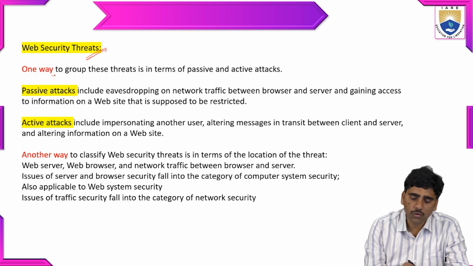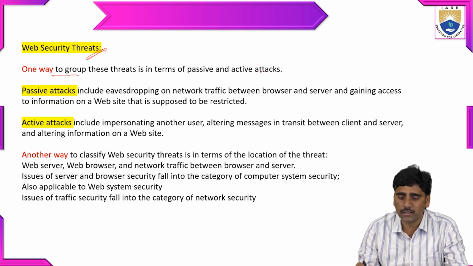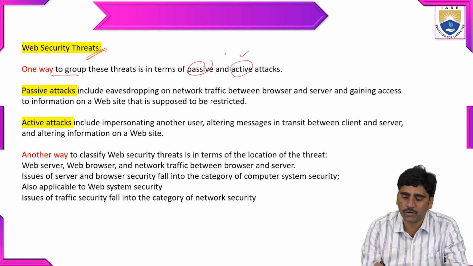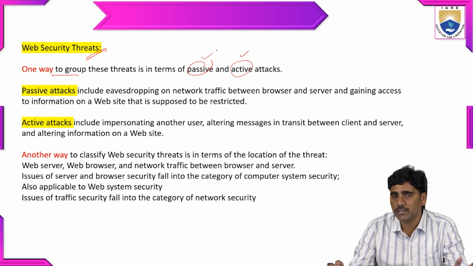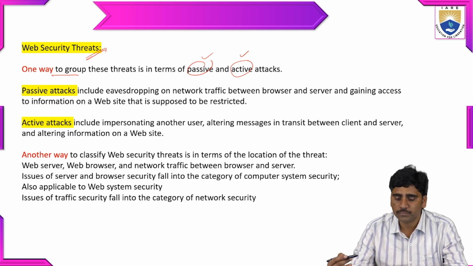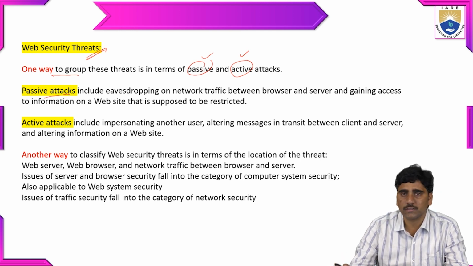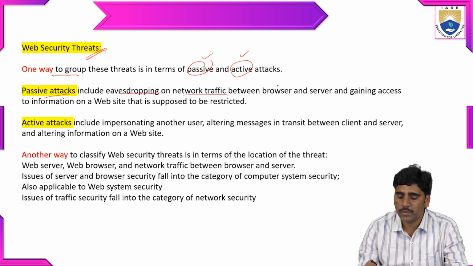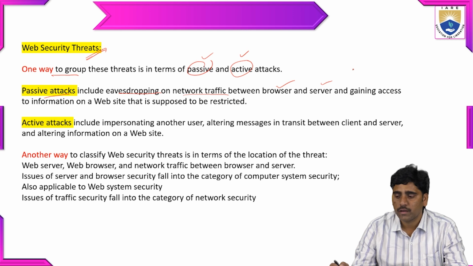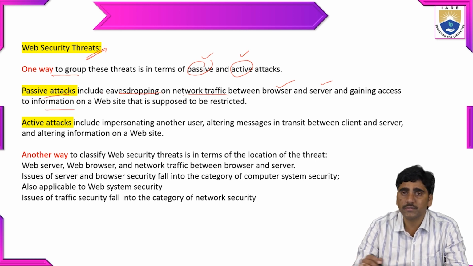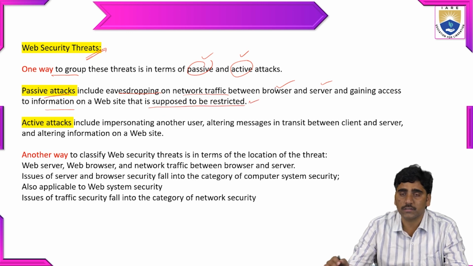One way to group these threats is in terms of passive and active attacks. So web security threats are divided into two types based on the attacks. One is passive attacks and the second one is active attacks. Passive attacks include eavesdropping on network traffic between browser and server, and gaining access to information on a website that is supposed to be restricted.